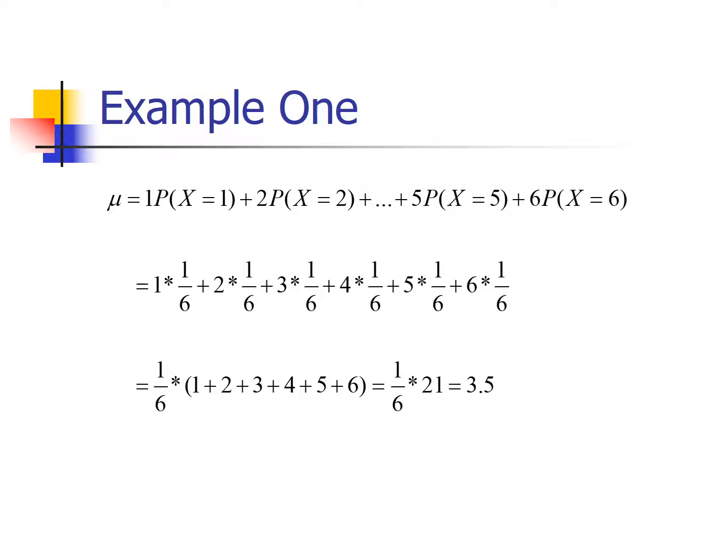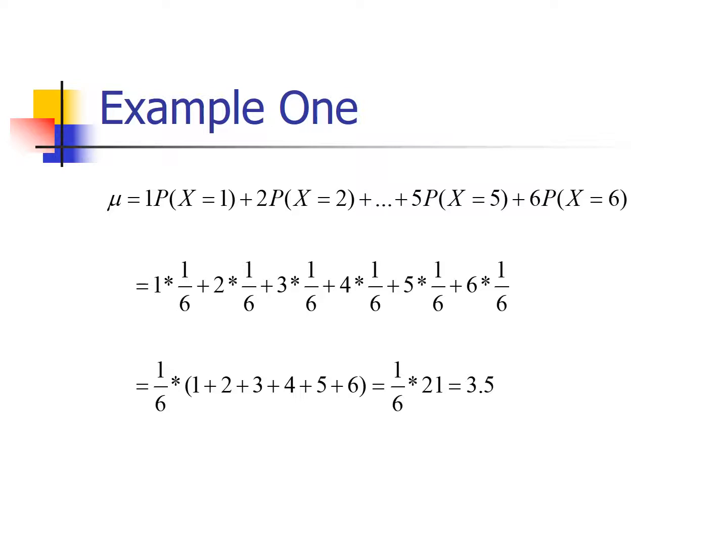To simplify that calculation, notice that all those terms, all the numbers I'm adding, have 1/6 in common, so I could factor that out. That's the same as 1/6 times 1 plus 2 plus 3 plus 4 plus 5 plus 6. If I add those numbers up, I get 21. So my answer is 21 over 6, which is 3.5.